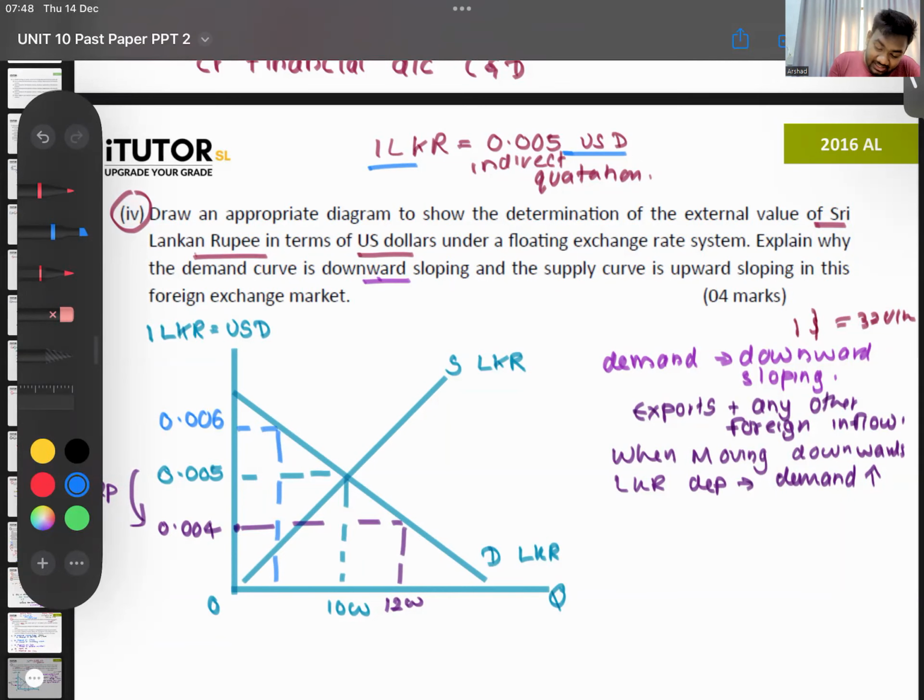So you can say when moving upwards, that is when the LKR appreciates, now it's much more expensive. So therefore, what happens? The quantity demanded for the dollar will come down. That is why there is a negative relation. When the exchange rate increases, QD will come down. When the exchange rate decreases, QD will rise. Negative relation.